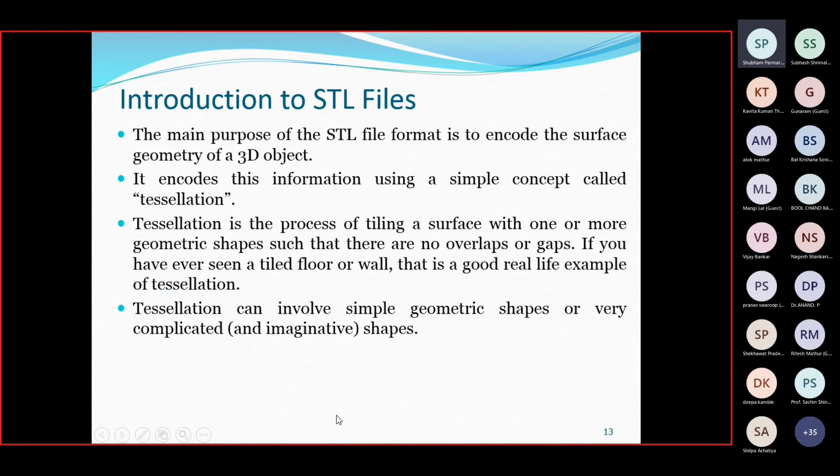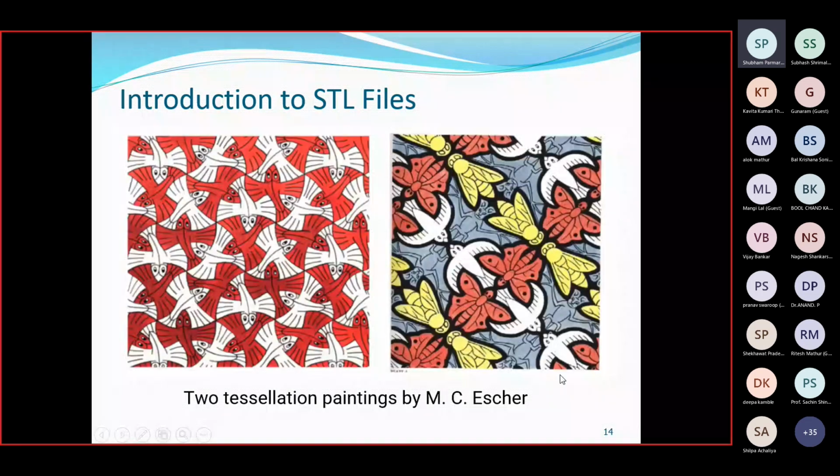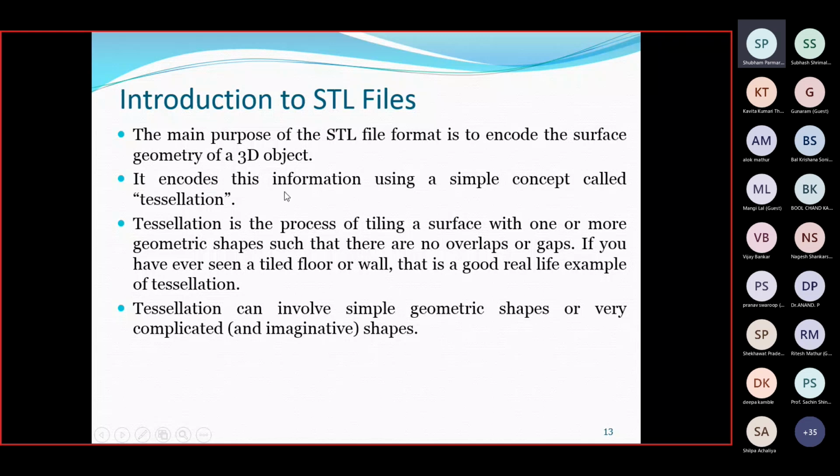In this painting lots of different geometrical images are used. Like here, this is something like a half oval, or here a diamond-like shape. But in STL files we use only triangles, and we use triangles with the tessellation process to generate the complete geometrical surface of an object. Any doubt in this?